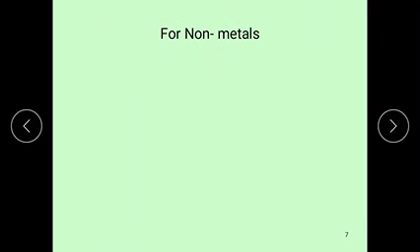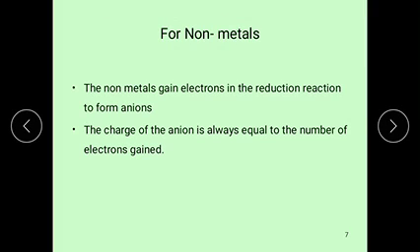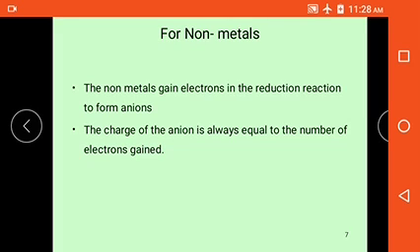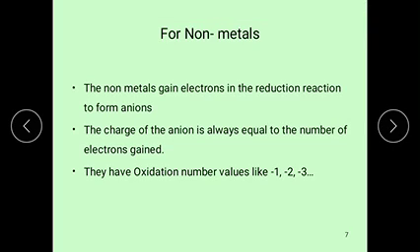Now let us see nonmetals. Nonmetals gain electrons in reduction reactions and form anions. The charge of the anion is always equal to the total number of electrons gained. They have oxidation values like -1, -2, etc.